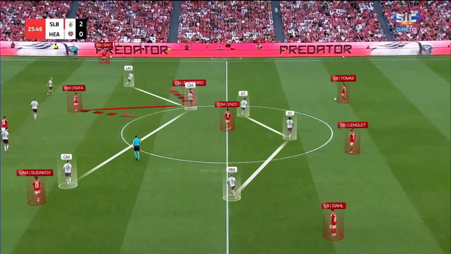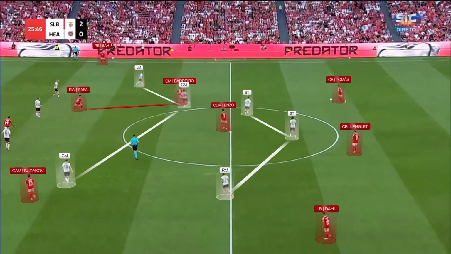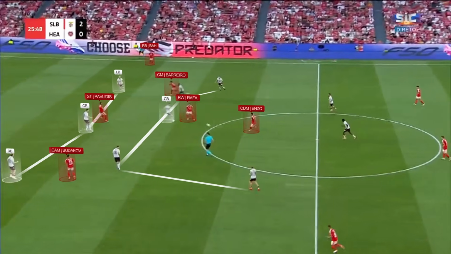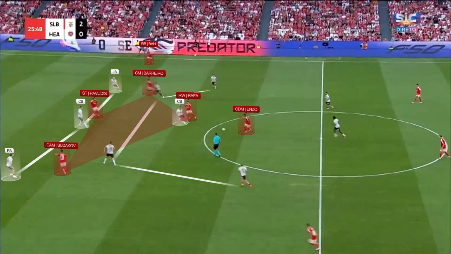Barreiro moves from inside to outside, while Rafa moves from outside to inside. These opposite movements aim to drag the opposition midfielder away from his position, opening the space between the two opposition midfielders for Benfica to exploit. Once again, Enzo appears as the third man.